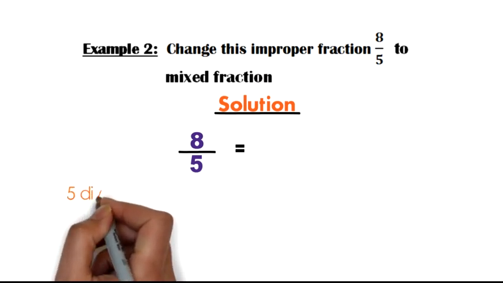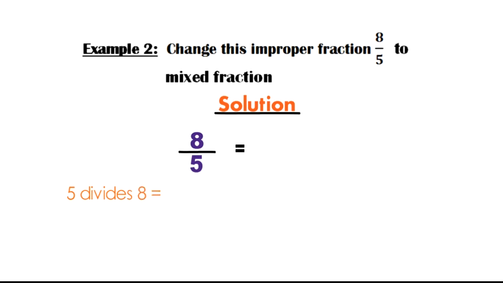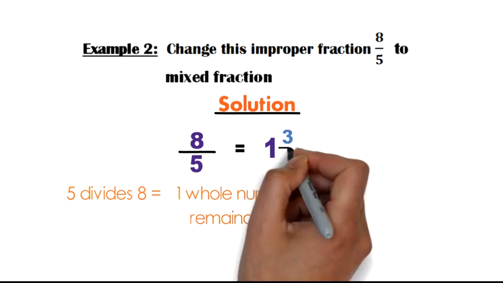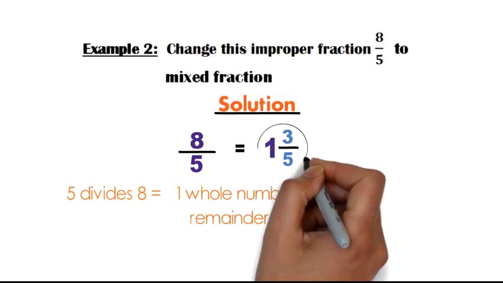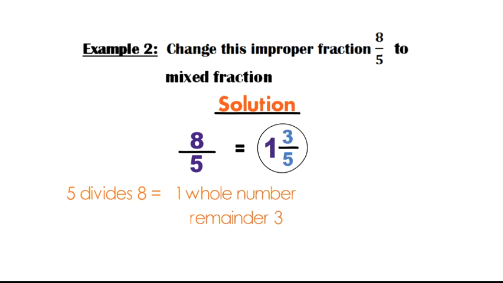So, if 5 divides 8, it will give us 1 whole number, remainder 3. We will write down the whole number, 1. Then, the remainder, which is 3. We will write it as the numerator over the number we used to divide, which is 5. So, this gives us 1 whole number 3/5 as the answer in mixed fraction.